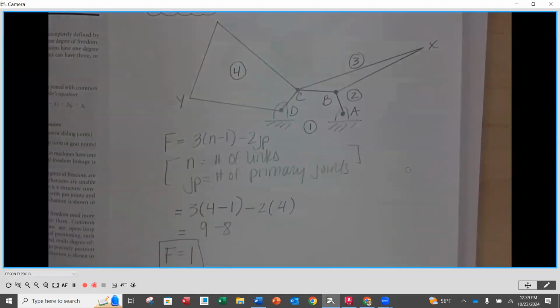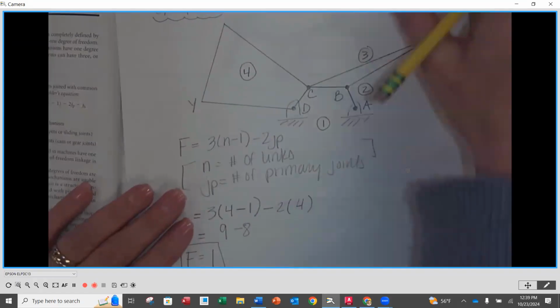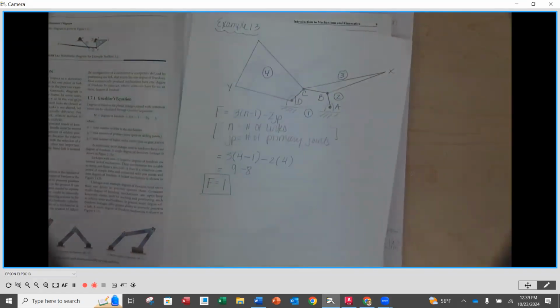So you'll know, as you look at a diagram, oh, the mobility is going to be 1, but now this proves it. And it makes sure that you have the right number of links and the right number of joints identified in your kinematic diagram. Okay. All right. So then this, I would take a picture of, and then I would submit this.